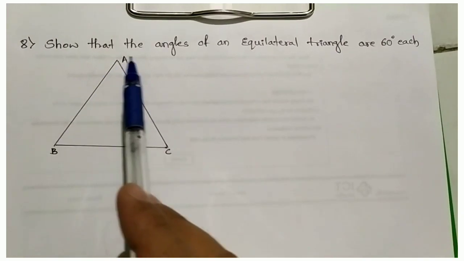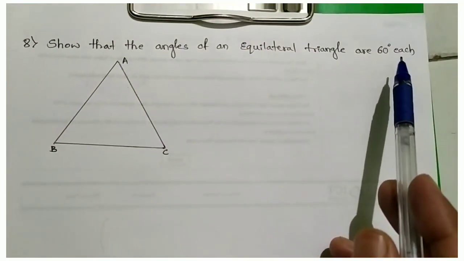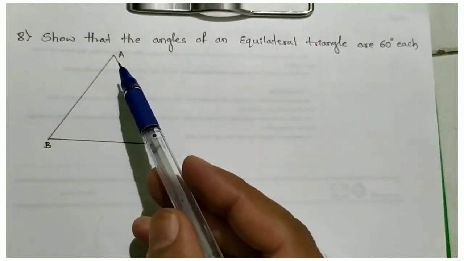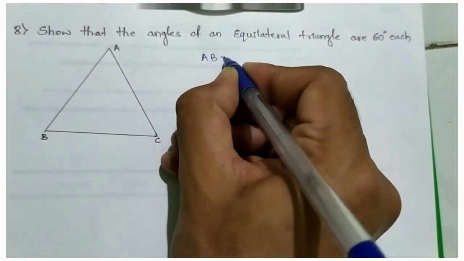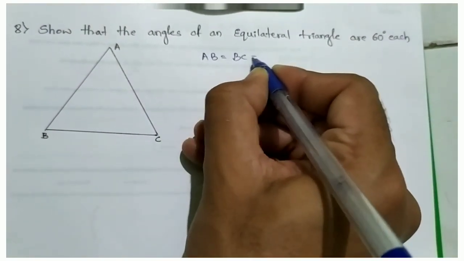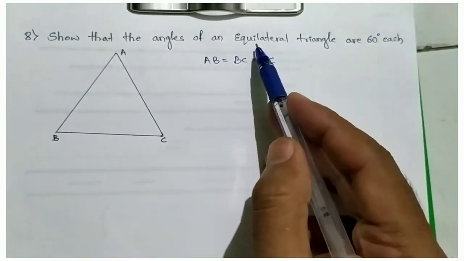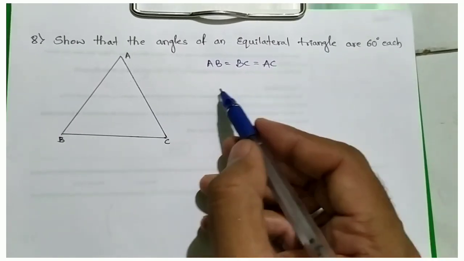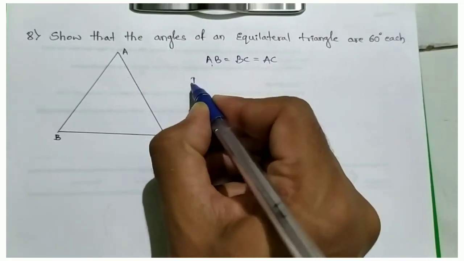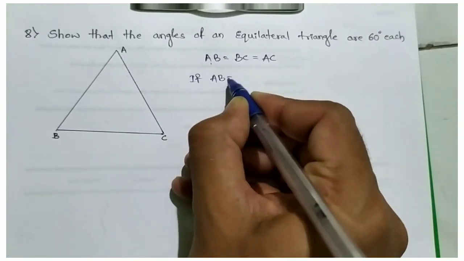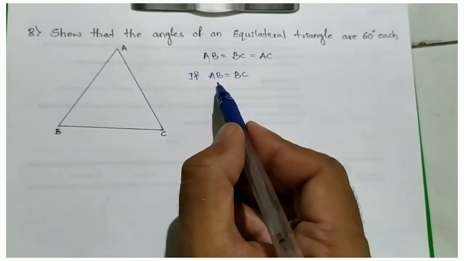Now in the 8th question, show that the angles of an equilateral triangle are 60 degree each. Okay, let's take here diagram ABC where AB equal to BC equal to AC. Why did I take all sides equal? Because it is an equilateral triangle. So now if AB equal to BC, then opposite angles will be equal.